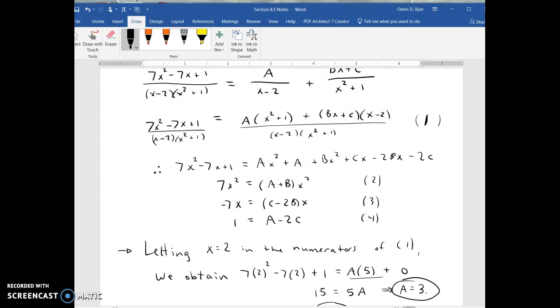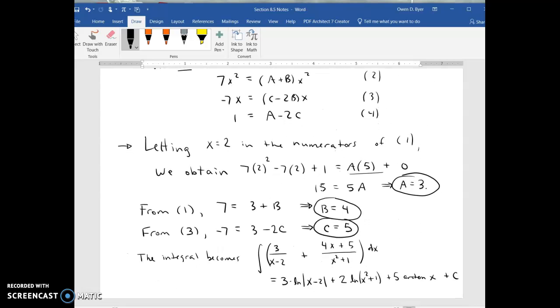Then, if we multiplied out all the terms like we had done previously, that other method, and collect coefficients, we get that the 7x squared equals Ax squared plus Bx squared. That means that 7 equals A plus B. But we already said that A equals 3, so therefore 7 equals 3 plus B, and B equals 4.